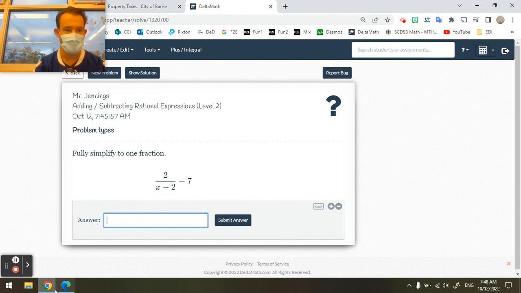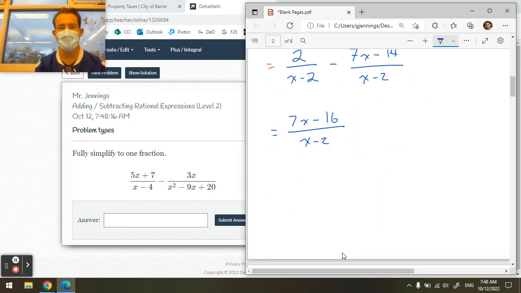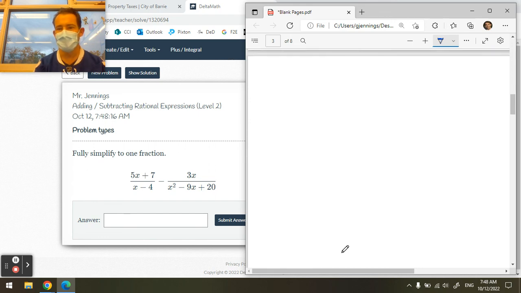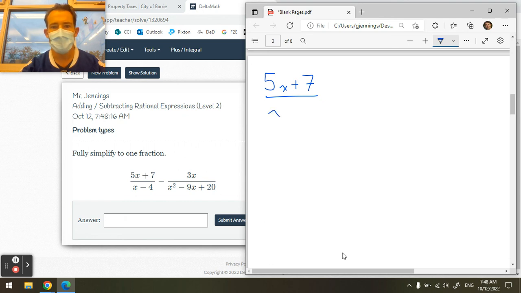Oh, here's a good one. Yes, so let's try tackling this one. All right, so let's go. Here we need to factor the denominators to find a common denominator. So we have x plus 7 over x minus 4 minus 3x on top over x squared minus 9x plus 20. Okay, let's find numbers that multiply to 20 and add to negative 9.